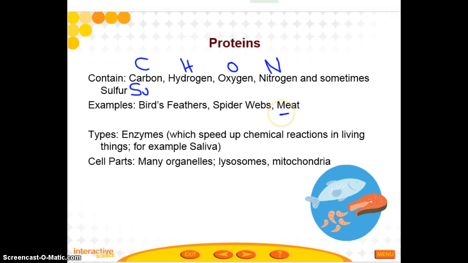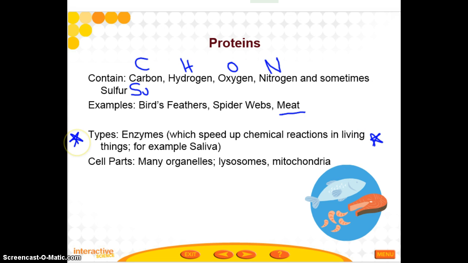This makes sense to me because when you leave meat out, it starts to smell really bad, and sulfur naturally stinks. Examples of proteins: birds use proteins to make their feathers. Spiders use proteins to make their webs. And of course, we know that protein builds muscle, and unfortunately or fortunately, your muscles are meat. Yuck.